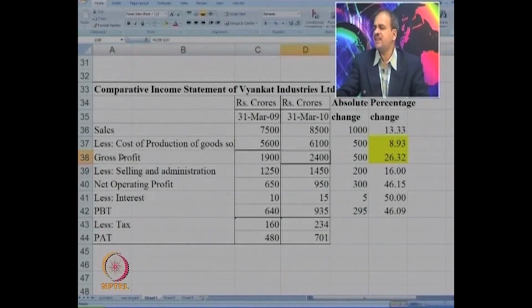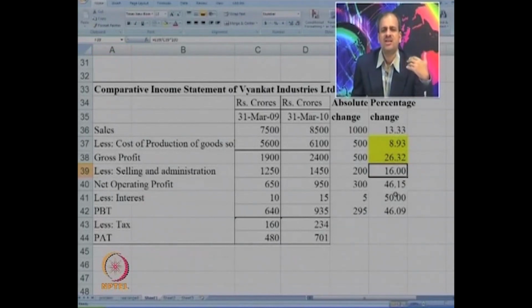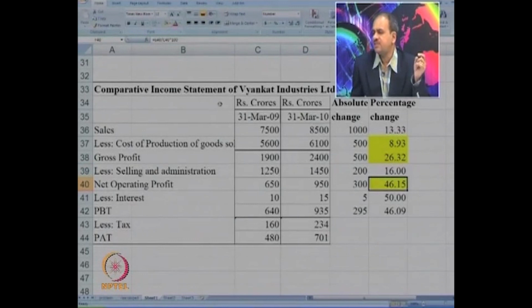So now you will realize that there is a good increase in gross profit, and it is mainly because of savings in the cost of production. Now have a look at selling expenses. They have increased by 16%, which is okay because it's almost in tune with sales. There is an increase in operating profit by 46%.